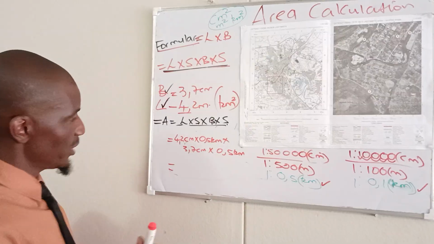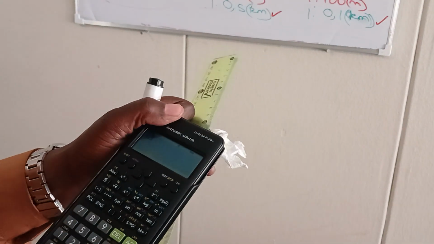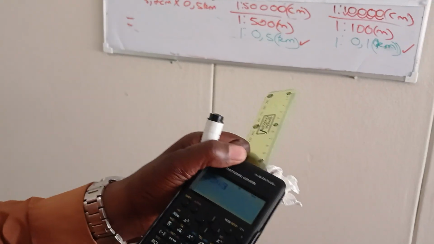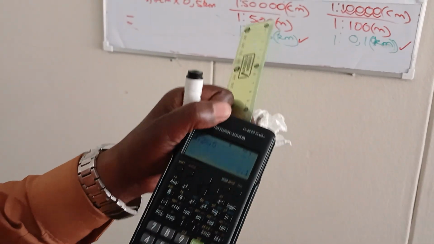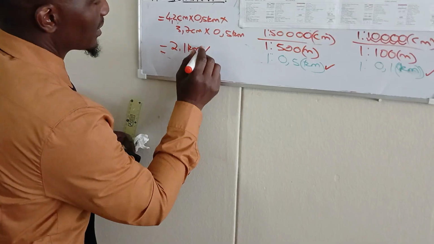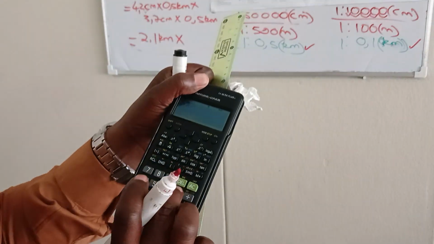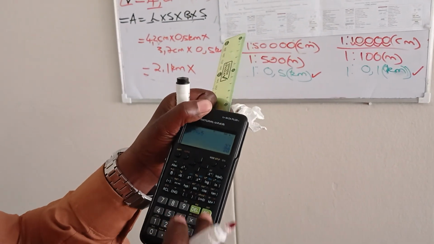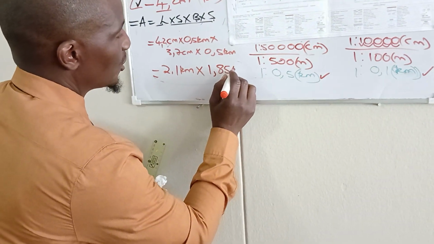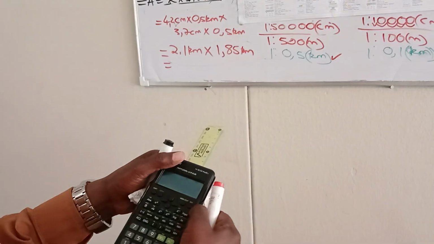Okay, so if I'm going to calculate now 4.2 multiplied by 0.5, what is my answer? I'm going to get 2.1 kilometers. Then I'm just multiplying my breadth now, 3.7 multiplied by 0.5. What do I get there? I have 1.85 kilometers.